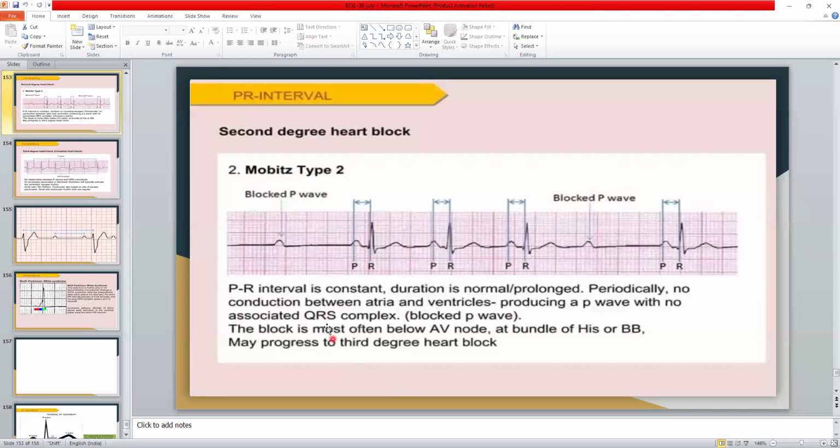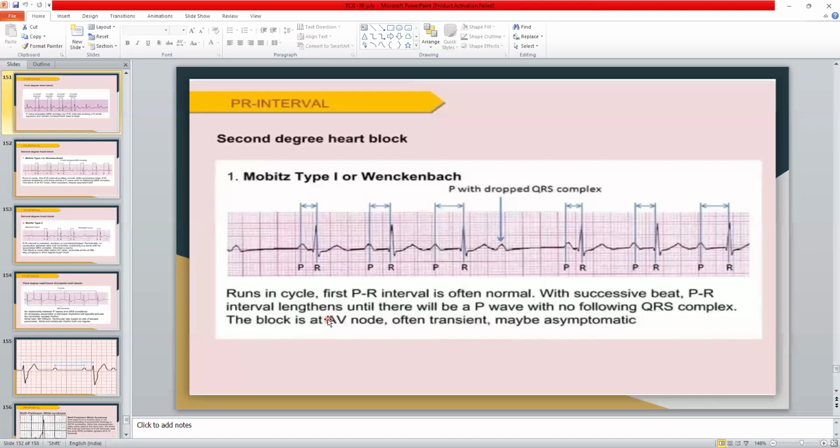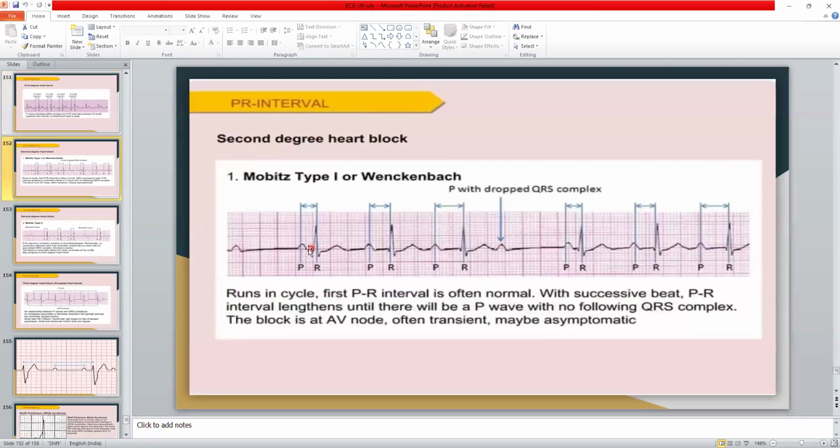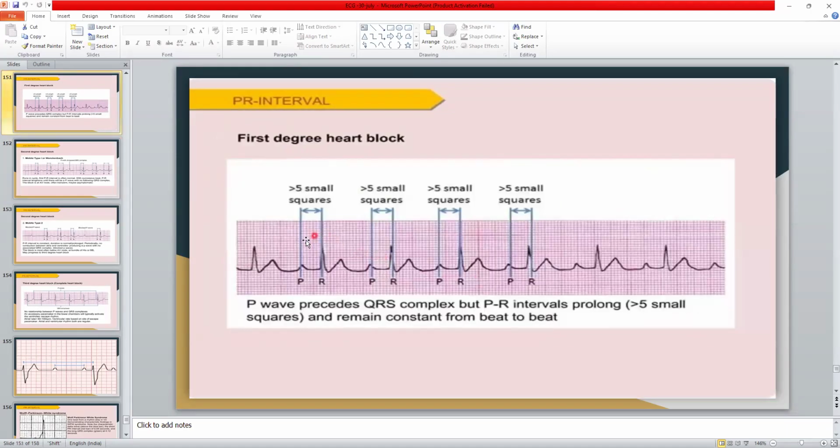No, I have told you, no? See, in the first degree heart block, the PR interval is prolonged, but it will be the same at each QRS complex. Whereas in the second degree heart block, there will be normal beats also and prolongation of the PR interval also. In the second degree, the PR interval will not be the same; in the first degree, there won't be any change in the duration of the PR interval.